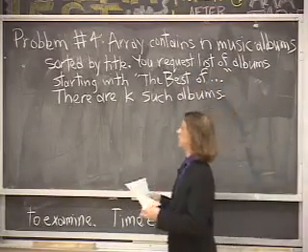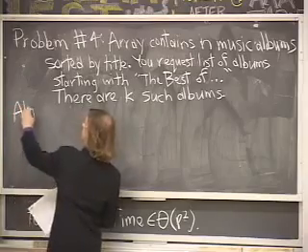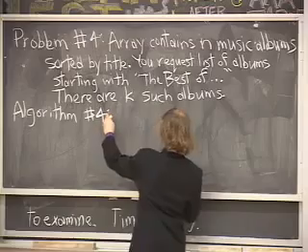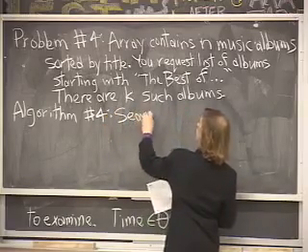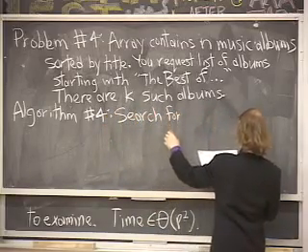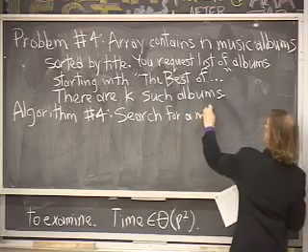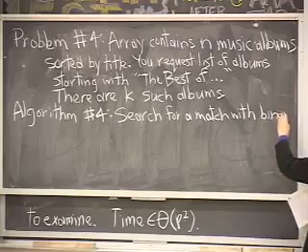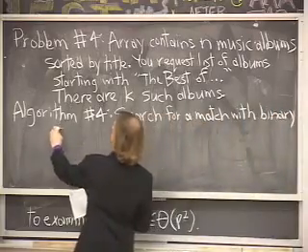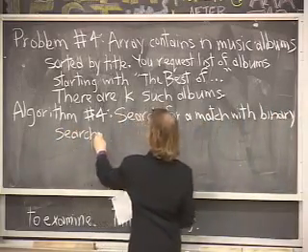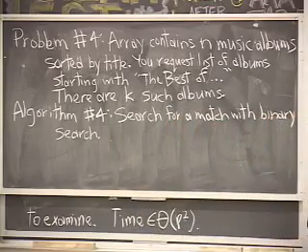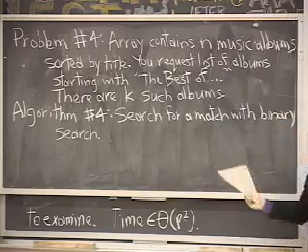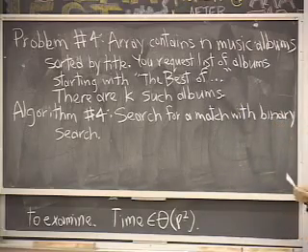So here's the algorithm for doing this. We're going to search for one matching title with binary search. So we already know how to do that. And remember, n is the total number of music albums. We know how to do binary search in log n time.